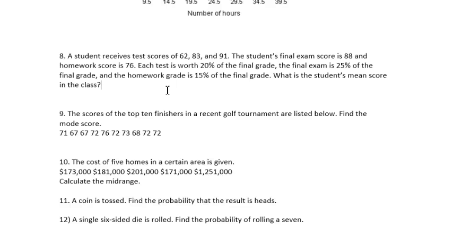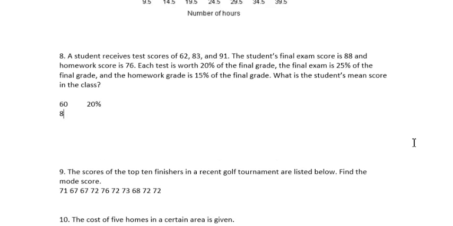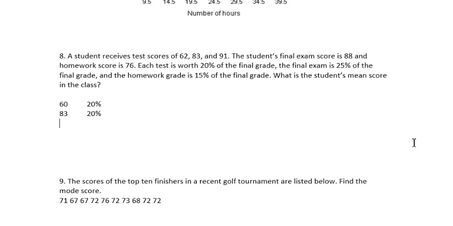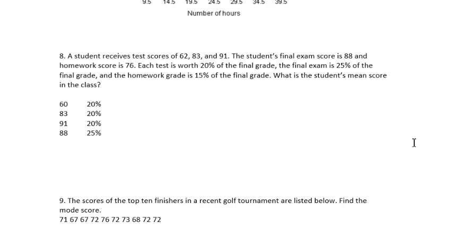So what I'm going to do is take the 3 scores. We have 60, which counts at 20%. Okay, we've got an 83, which also counts for 20%. Then we've got 91, which counts also for 20%. Those are the 3 exam scores. Then we have the final exam score, which was 88. That counts for 25%. And then you have the last one, which is 76, and that counts for 15%.